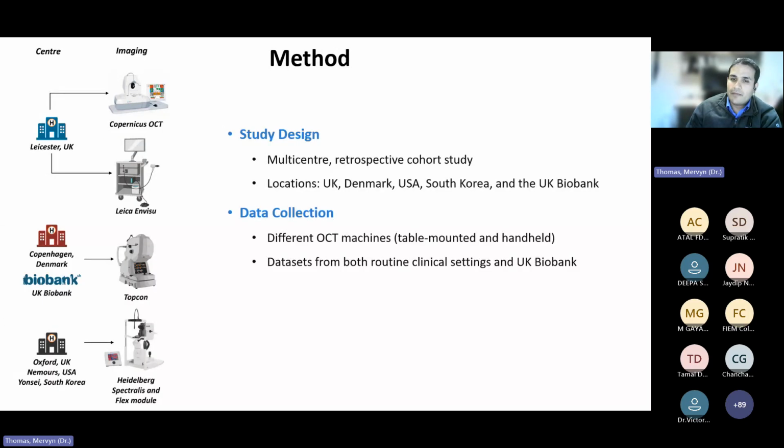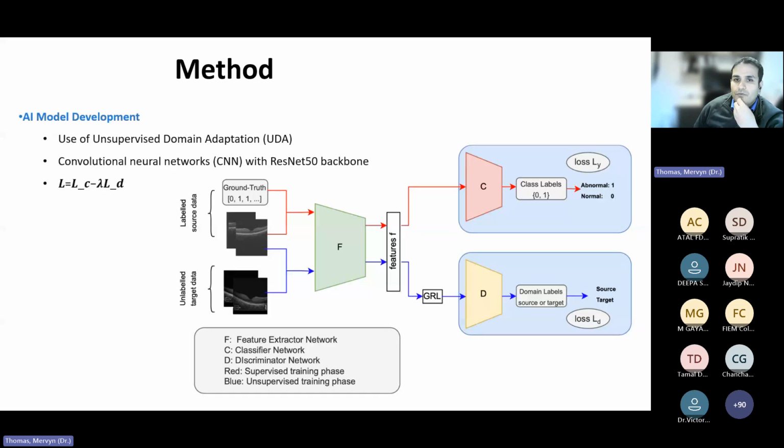For the approach, we collaborated with a group in India that helped us put together the model. This was an unsupervised domain adaptation approach, and this is the clever part. It has three components: a feature extractor, a classifier network, and a discriminator network. During training, we use both labeled source data, where we know the diagnosis, and unlabeled target data, where we just have images. The idea is that the domain loss trains the AI to become blind to which machine produced the image.